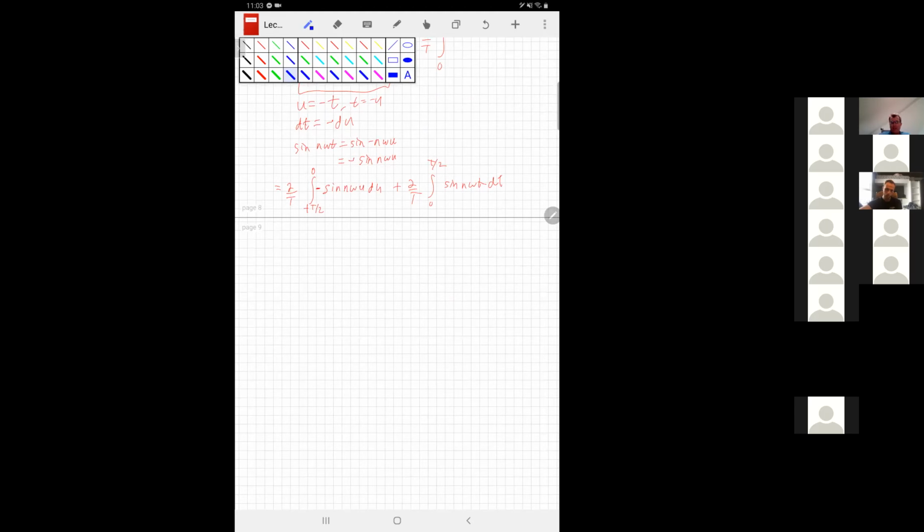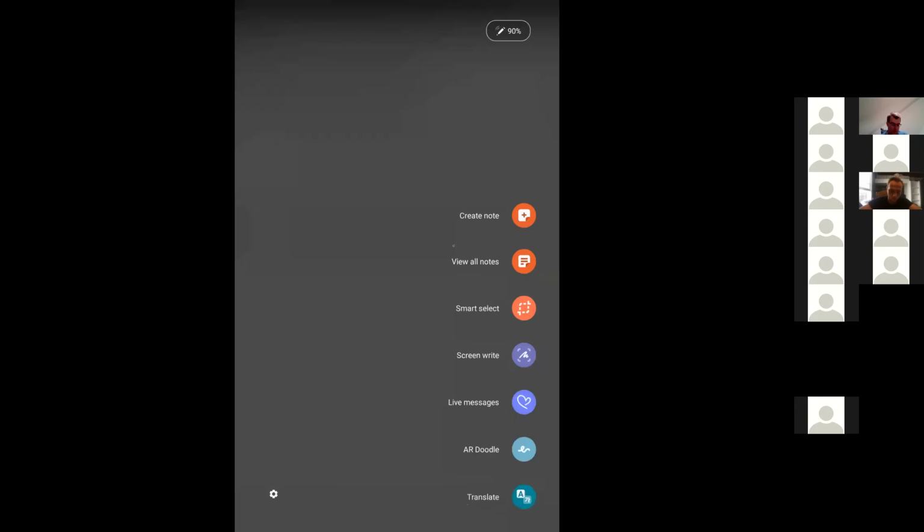Any questions on how I did that? Last thing we can do. We could take this -1 and get rid of it by flipping the limits of integration. So we'd be left with 2 over T integral from 0 to T over 2 sine n omega u du plus 2 over T integral from 0 to T over 2 sine n omega t, oops.